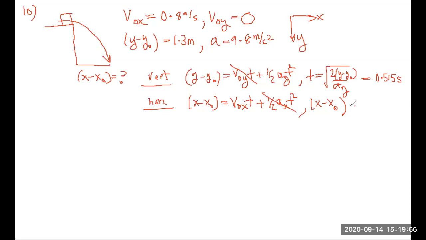So this horizontal displacement is going to be v naught x times time. And look, we know the initial velocity is 0.8 meters per second, and we know the time elapsed is half a second. If you multiply these two, you get about 0.67 meters. And so that was my answer to number 10.